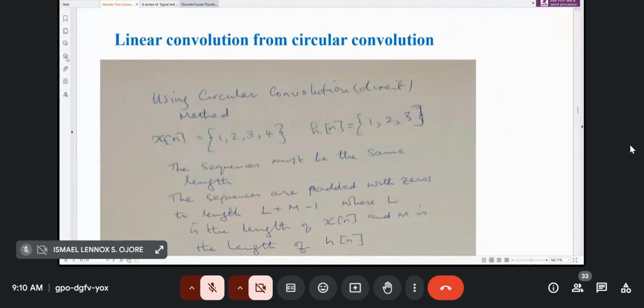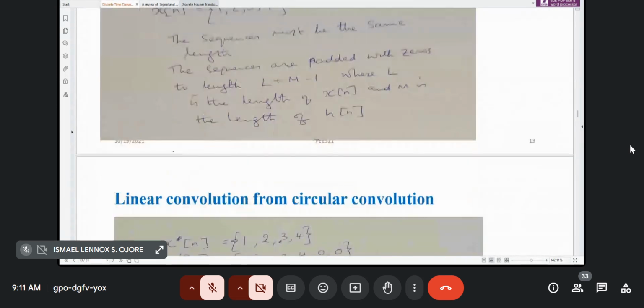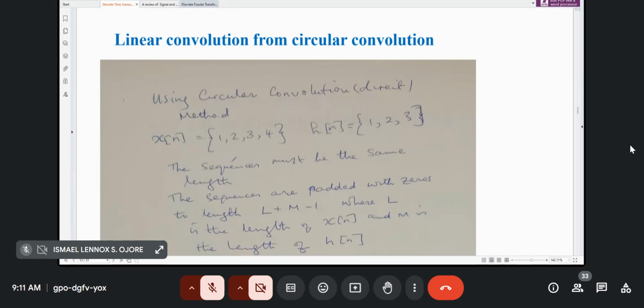So you can also get linear convolution from circular convolution. In this case, you have these two sequences: x of n is 1, 2, 3, 4, and h of n is 1, 2, 3.